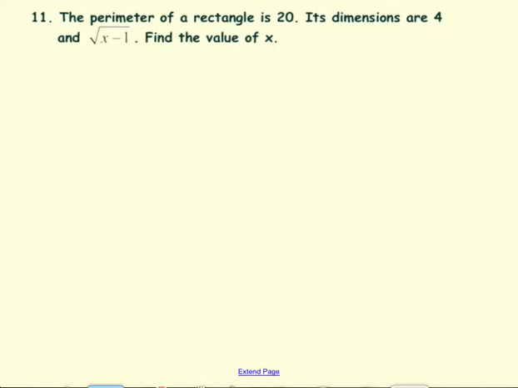Next, let's go ahead and take a look at number 11. So the perimeter of a rectangle is 20. The dimensions are 4 and x minus 1. Find the value of x.